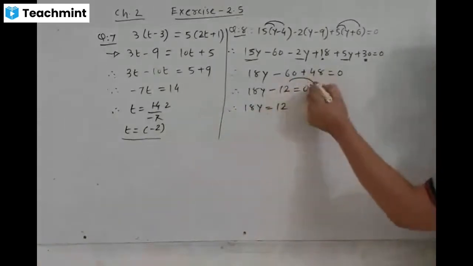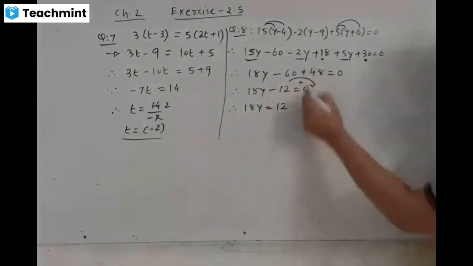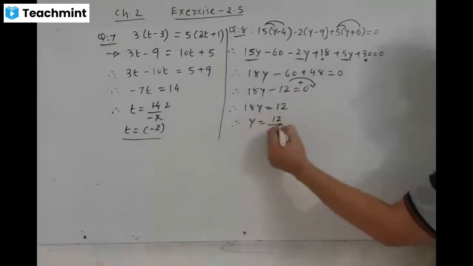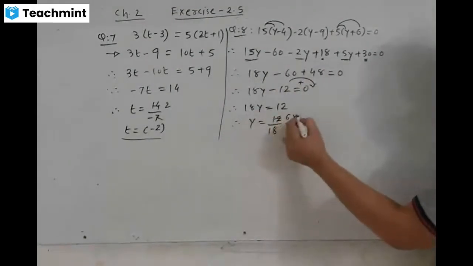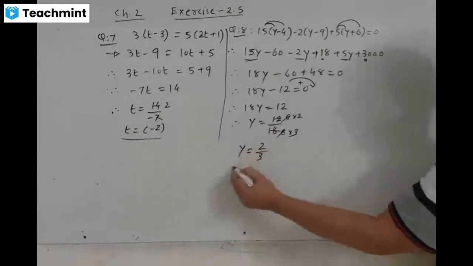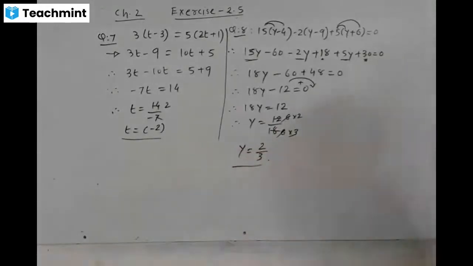12, transposing right side that is positive 12. Okay, and here y is equal to 12 divided by 18. 6 2s are 12 and 6 3s are 18, 6 cut. What is the value of y? That is equal to 2 divided by 3, and that is the final answer of y.